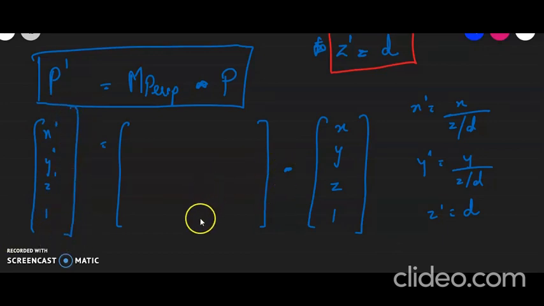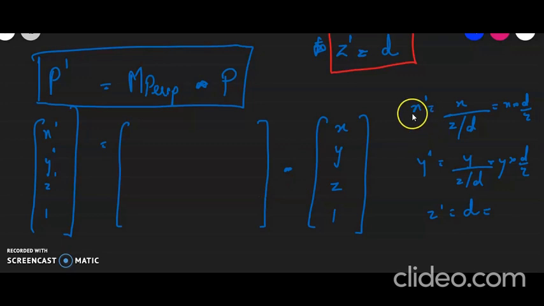Now we try to put these values in. My X has to be multiplied by 1 upon Z by D, or else it is X into D by Z. Similarly, Y into D by Z, right? And Z dash is equal to D. I want the output as D. So what am I going to multiply it by? We will see this later on.